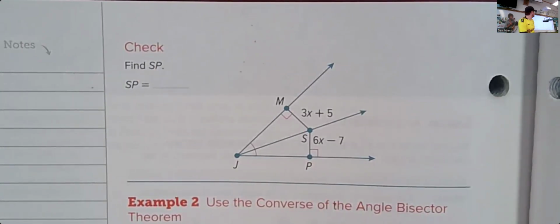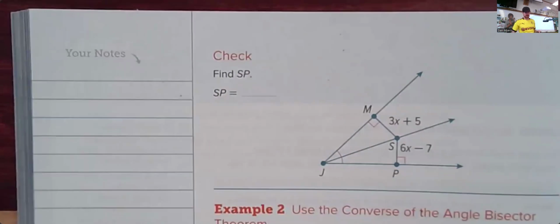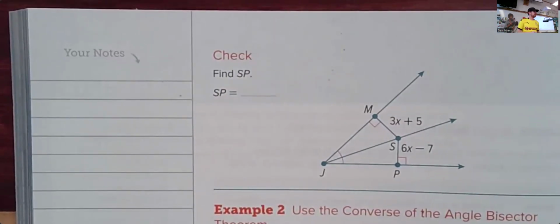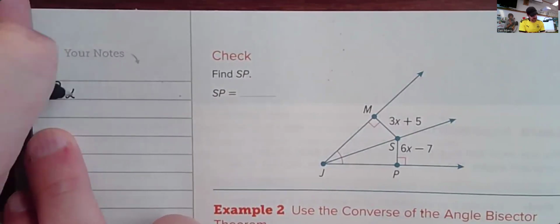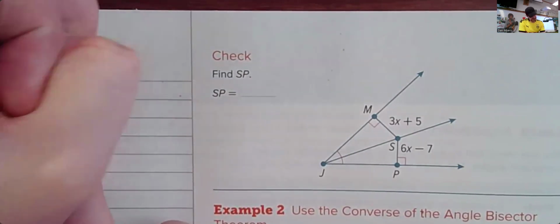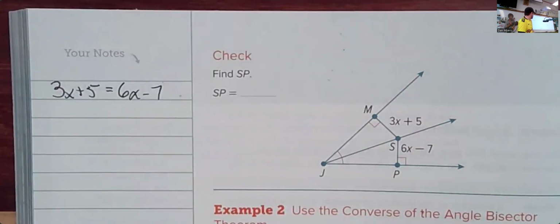So, what equation do we need to write in order to solve for x first? Yep. Nice. 3x plus 5 is equal to 6x minus 7.